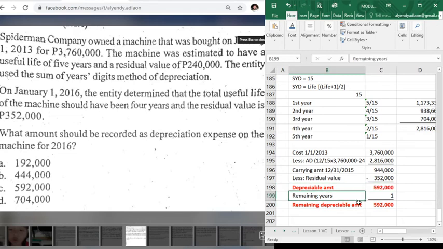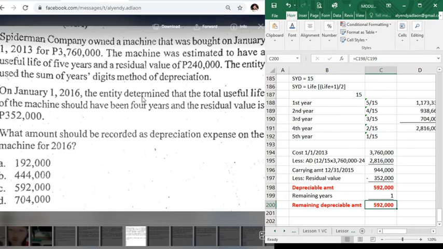Remaining depreciable amount. Okay, that is if only 1 year is left. But if 3 years are left, class, you still have to divide it by 3. Okay, since only 1 year is left, whatever the remaining depreciable amount is, that is what you will depreciate. Now, for that case, the answer is letter C.